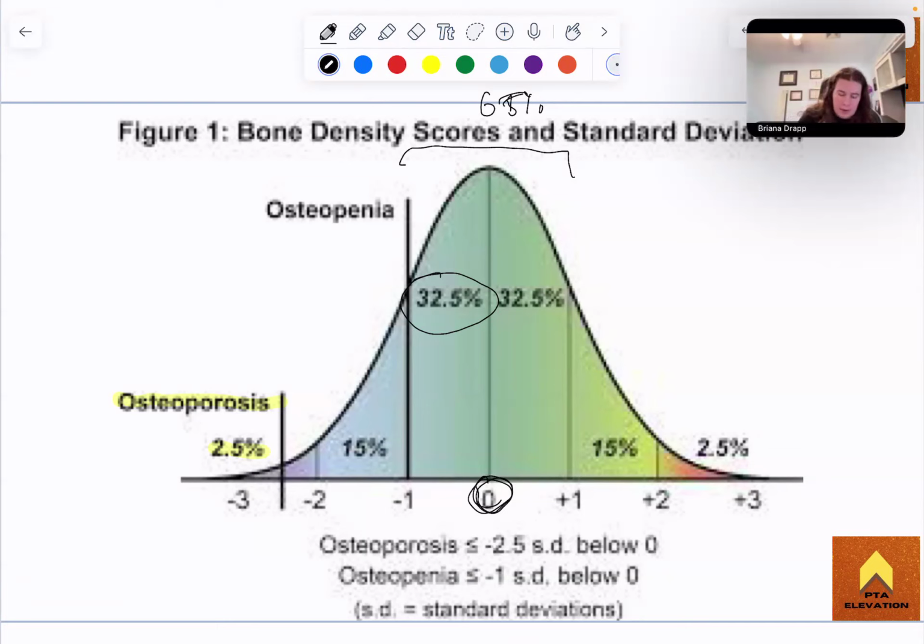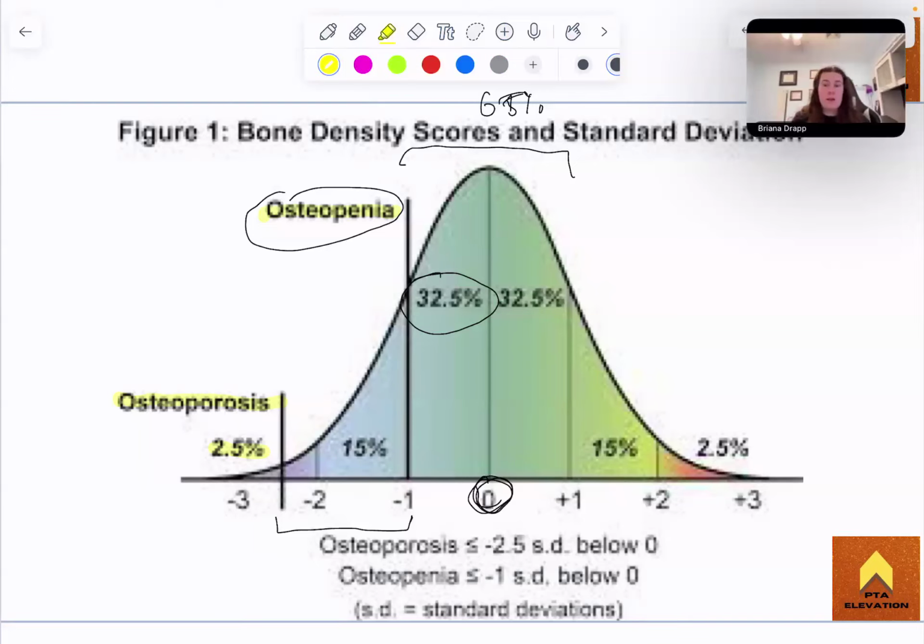So we can see osteopenia over here is the bottom 15% of the population that falls between 1 and minus 2.5 standard deviations below the mean. So what does that mean? That means these people are way outside of the norms. They have very low bone density, which is shown here. This is also a really good example of seeing the difference between osteopenia and osteoporosis.